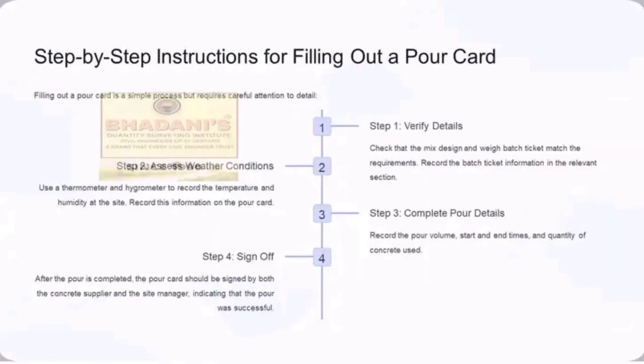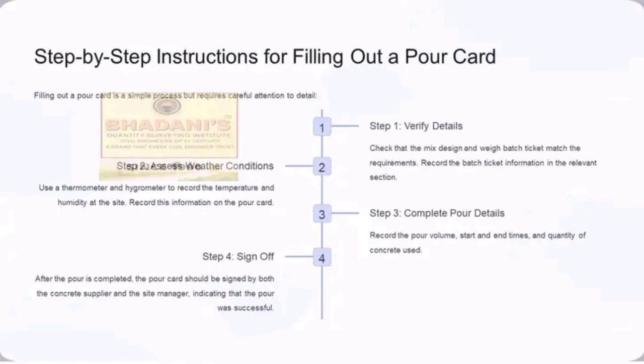So after understanding the key components of a POA card, then you go to step-by-step instructions for filling out a POA card. The first step when you are filling out a POA card is verify the details. Check that the mix design and the weigh batch ticket match the requirements. Record the batch ticket information in the relevant section. So that is the first step: you check whether the mix design and the weigh batch ticket match the requirements that you have in your plan.